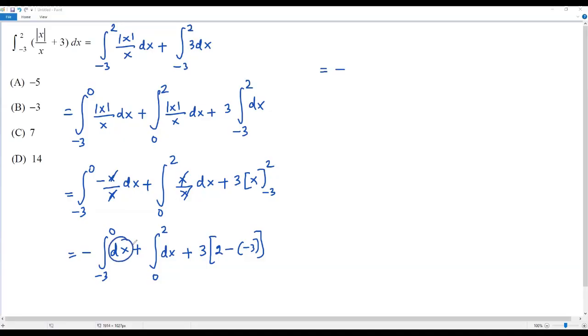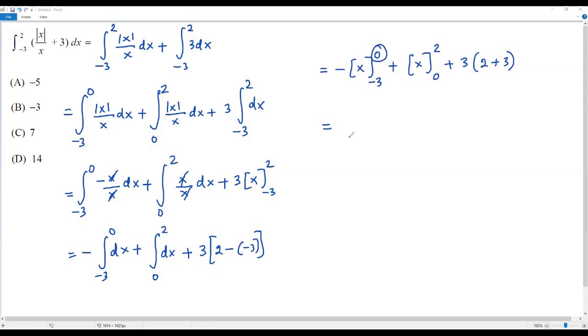Negative. When I integrate this dx, I'm just getting x, and for this result, I have to take the limits, so that is negative 3 to 0. Positive. When I integrate this dx also, I'm getting the same result, that is x, and let me take the given limits of the integral, that is 0 to 2, positive 3 times 2. Okay, here when I multiply this negative and negative, it will become positive 3. Okay, here now in this result, I just have to plug in the limits.